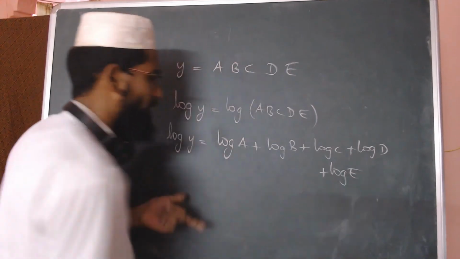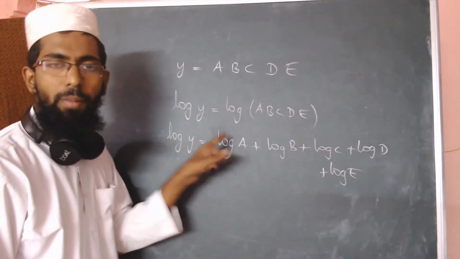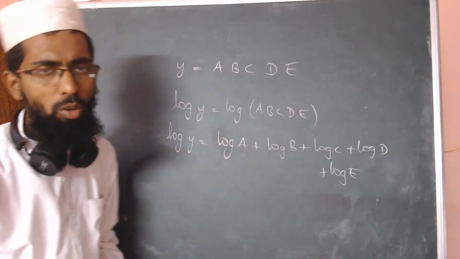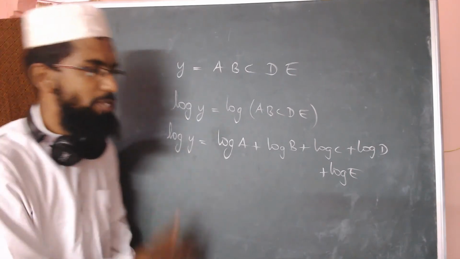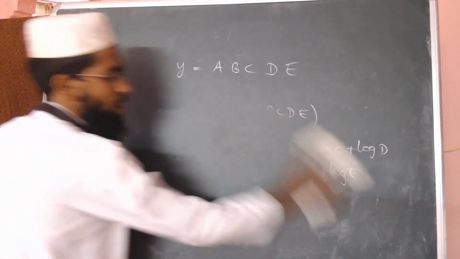Now this is easy to differentiate. Derivative of log y is 1 by y into dy by dx. Log a derivative will be 1 by a, like that. Now this will be easy for us to differentiate. So for these type of sums, when we have more terms on the right hand side as a product, we will use the logarithmic differentiation.